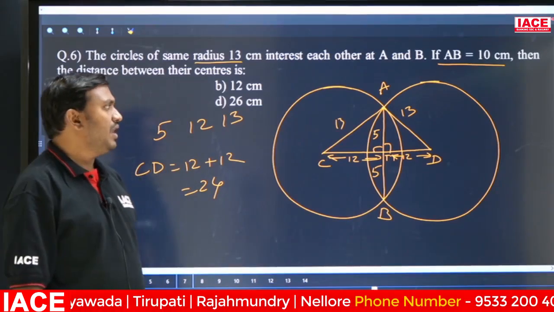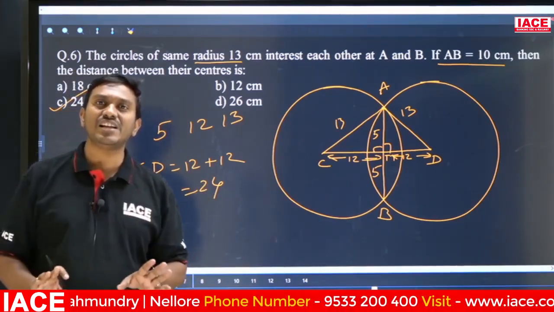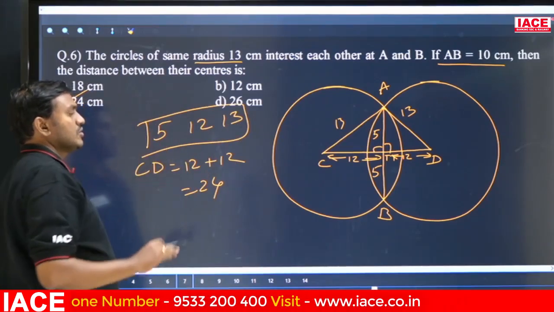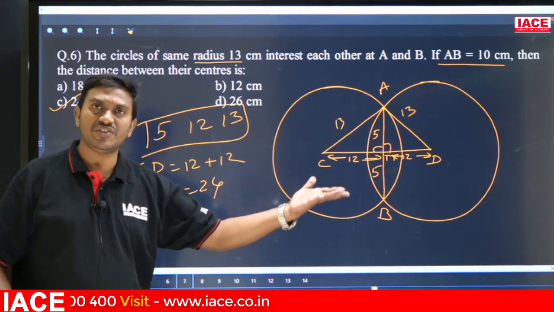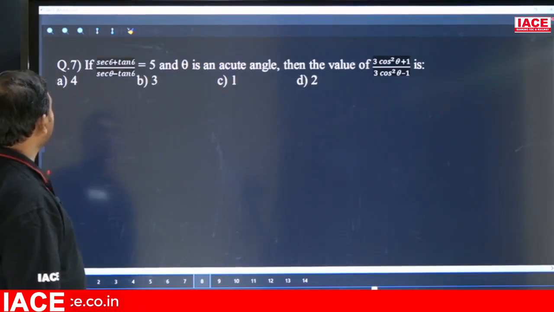Okay, simple. So in this question, what is forming? A simple right angle triangle is forming. That is also a combination of 5, 12, 13. That's it. So 5, 12, 13. 12 is missing here. That side also 12 is missing. 12 plus 12 how much? 24. Okay, right.